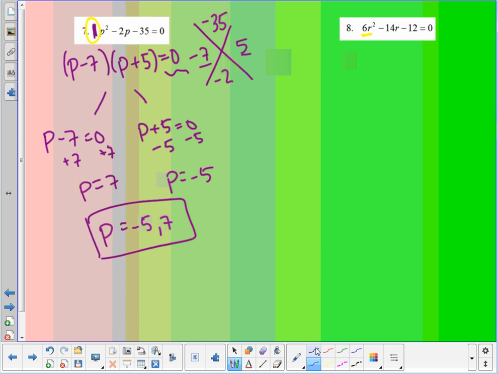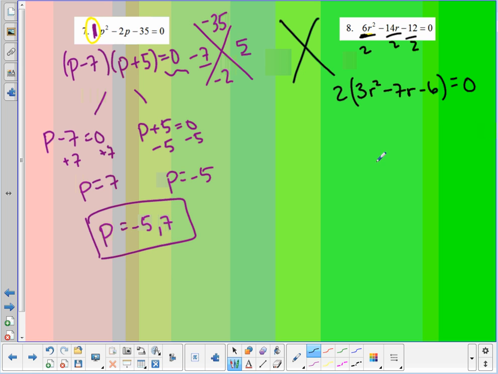And now in number 8, like I was saying, this does not have a leading coefficient of 1. My leading coefficient here is 6. So I have to go back to grouping here. So 6 times negative 12. Well, actually, you know what? I recognize that there's a GCF in here. So why don't we take out that GCF of 2? I'm going to divide out a 2, and that leaves me with 2 times 3r squared minus 7r minus 6.